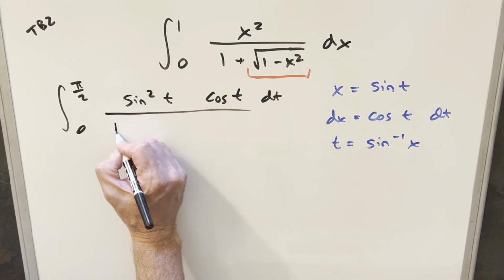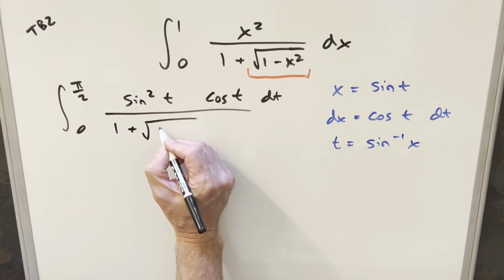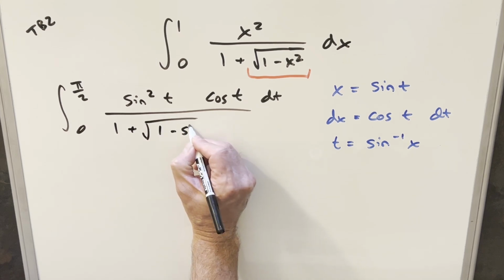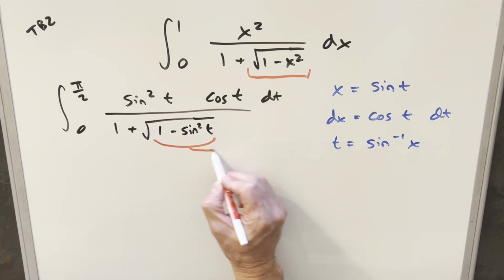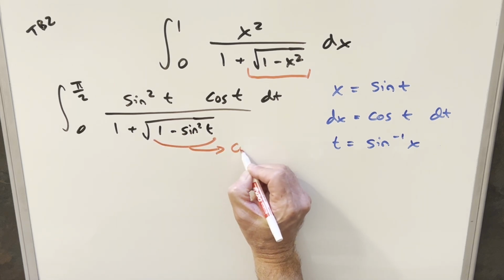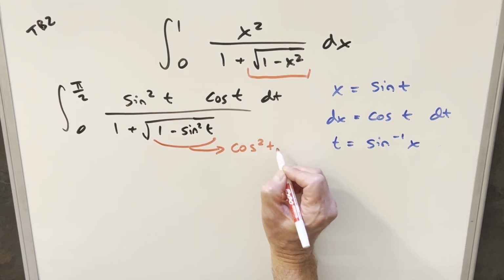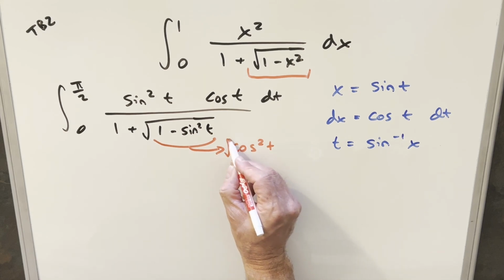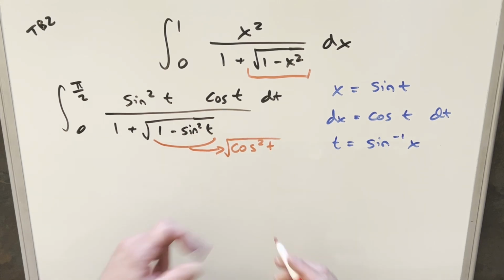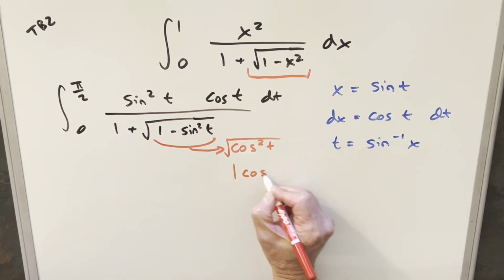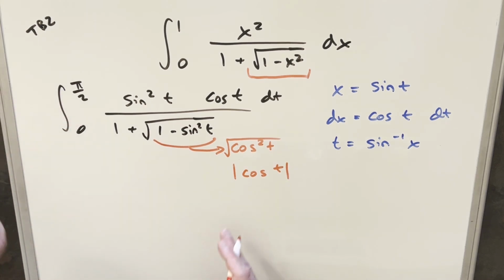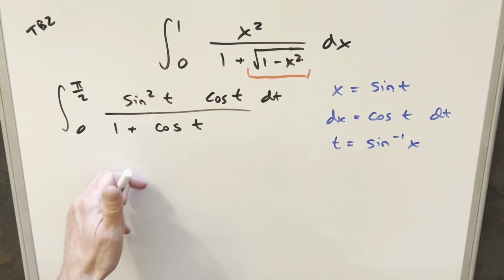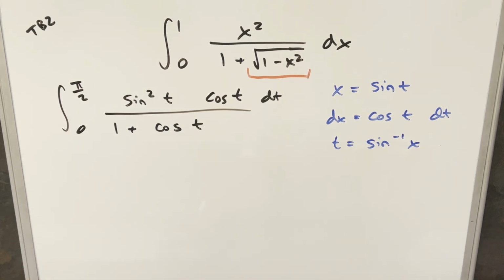Then doing the denominator, we have 1 plus the square root of 1 minus sine squared of t. For this, let's use the identity: 1 minus sine squared is the same thing as cosine squared t. We're inside the square root. Taking the square root of this, we get absolute value cosine t, but we can just drop the absolute value because everything's going to be in the first quadrant, and cosine is always positive. From here, what I wanted to do is a u substitution, but it's not really set up very well for it.